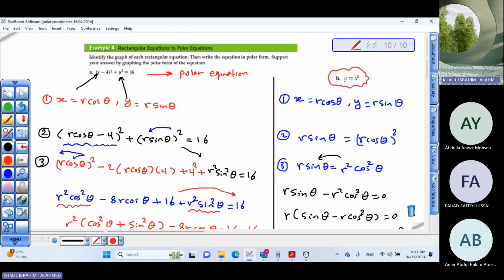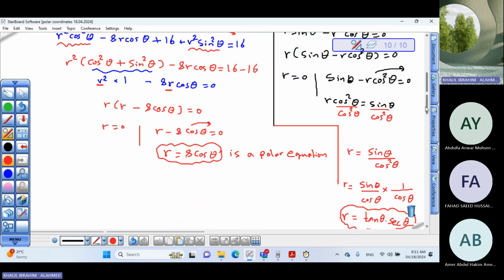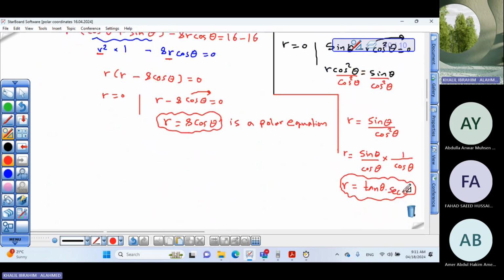Yes, this equation, y equals x squared, what does it represent? Parabola. As you see here, this is the y-axis, this is the x-axis, and this is a parabola like this. Okay? But here, r equals tan theta sec theta.